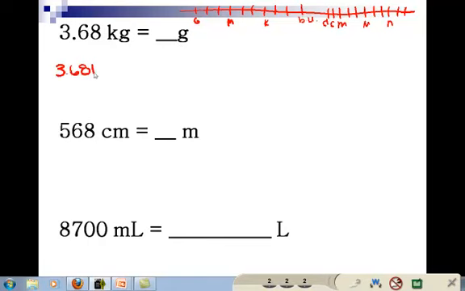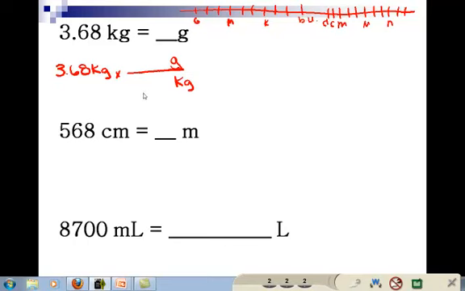3.68 kilograms times, I want to multiply it by something to get rid of kilograms and get the grams. So my grams goes on top and my kilograms go on the bottom, because I know if I multiply kilograms numerator by kilograms denominator, they cancel each other out, don't they? Now, what do I put in front of these?